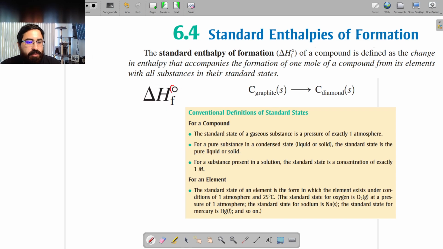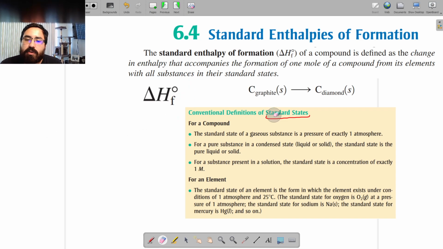Whenever you see this little degree symbol, what that is telling you is something called standard states. When you're studying thermodynamics, you'll see this symbol a lot. You'll see it with the delta G, with the delta S, and with delta H. That little degree symbol means standard conditions.